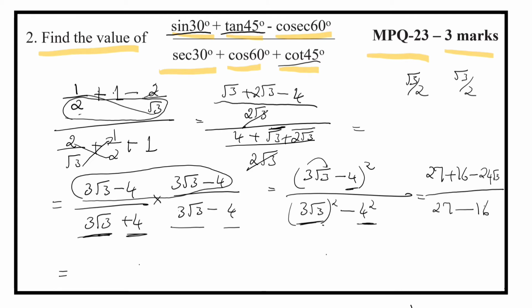Denominator is very easy. Numerator also, 27 plus 16, like terms, you can add: 7 plus 6 is 13, 2 plus 1 is 3, 43, minus 24 root 3. Not 33, it is 43, upon 27 minus 16, 11. It is the answer.